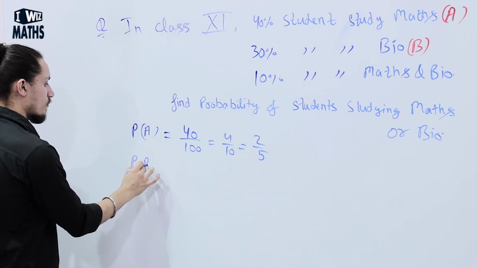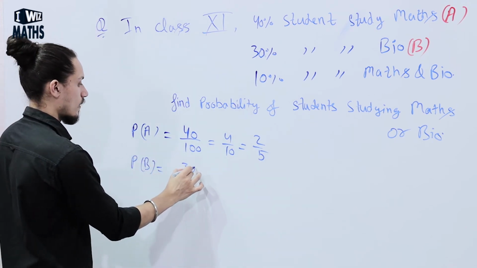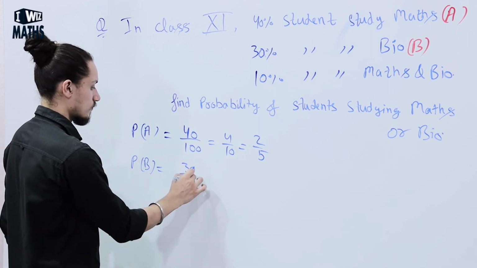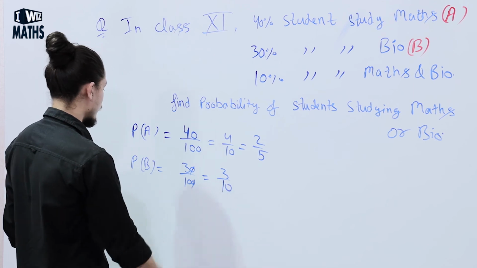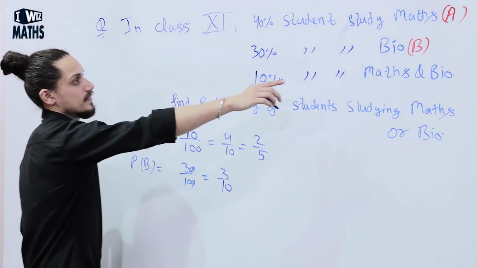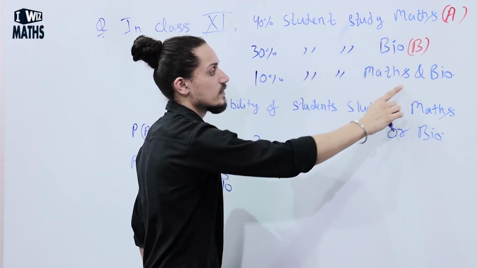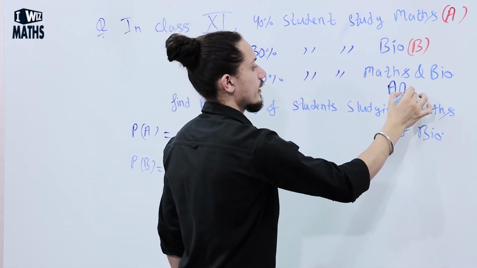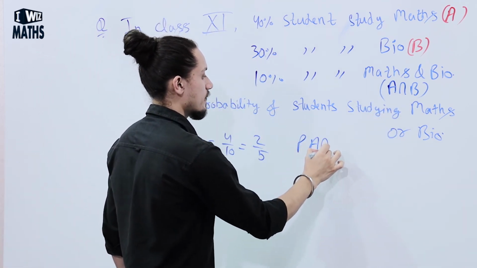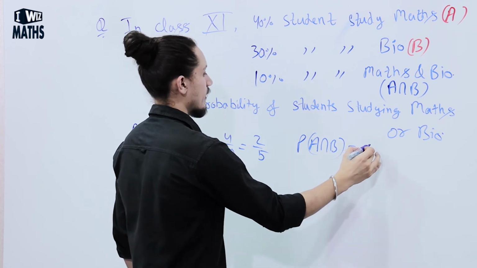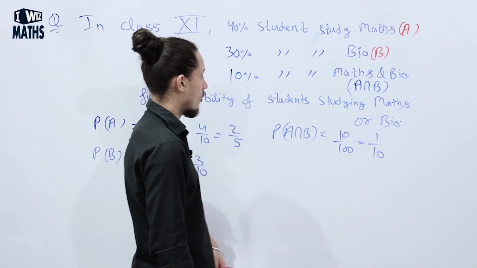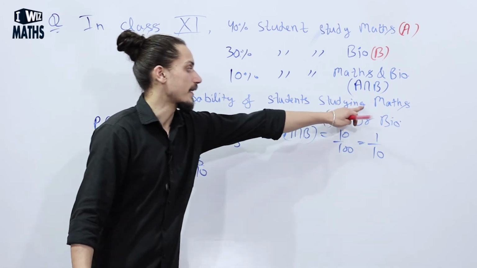Second is probability for event B is equal to 30 upon 100. 30% is equal to 30 upon 100 probability, so it is equal to 3 upon 10. Third is 10% for maths and bio, which means maths is event A, bio is event B, so maths and bio implies A intersection B. So probability for A and B is equal to 10%, that is 10 upon 100, which gives us 1 upon 10. Now we have to find probability of A or B.